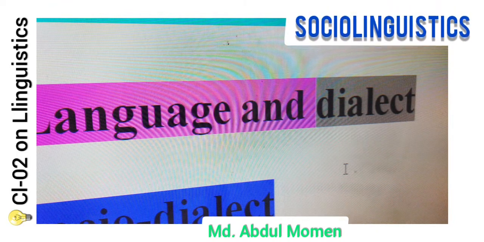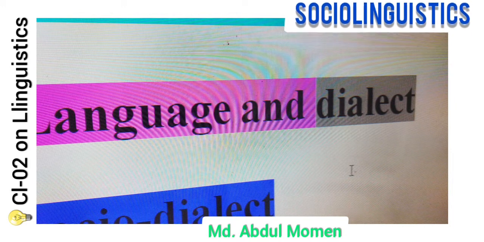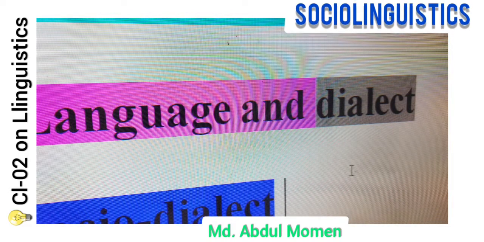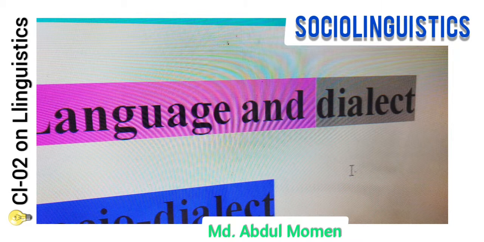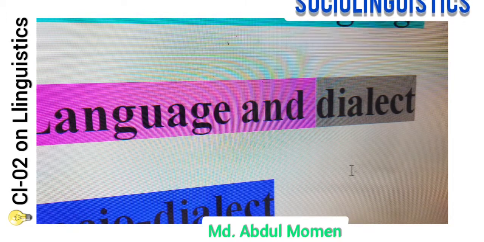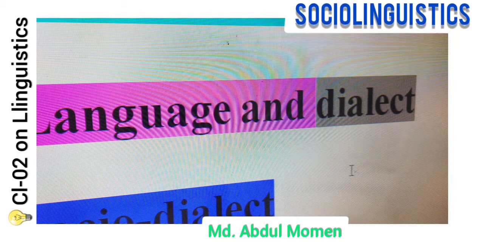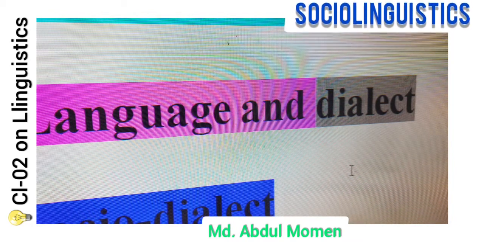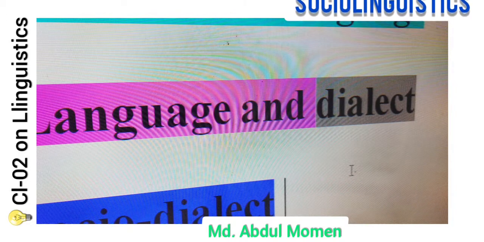You know that a regional or temporal or social variety within a single language is a dialect. It differs in pronunciation, grammar, and vocabulary from the standard language, which is in itself a socially favored dialect. So, a dialect is a variation of language sufficiently different to be considered a separate entity within a language, but not different enough to be classed as a separate language. So, dialect is a variety of language.